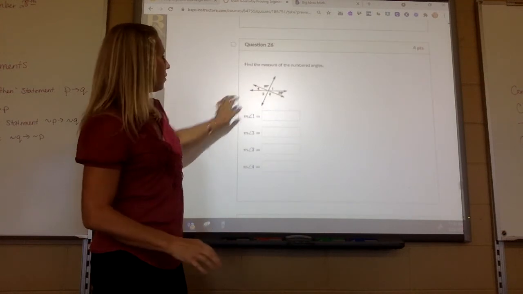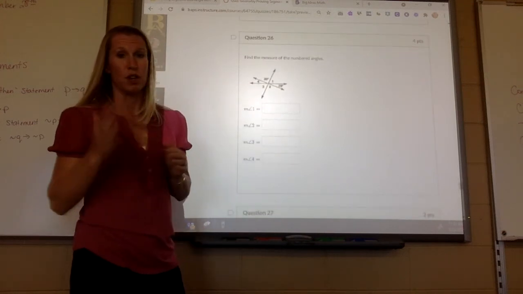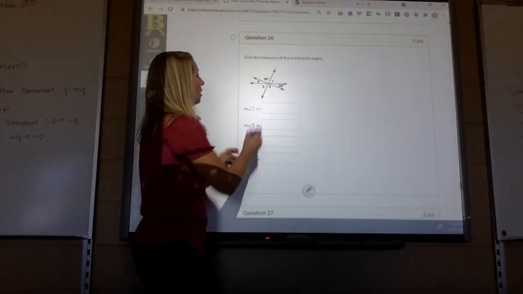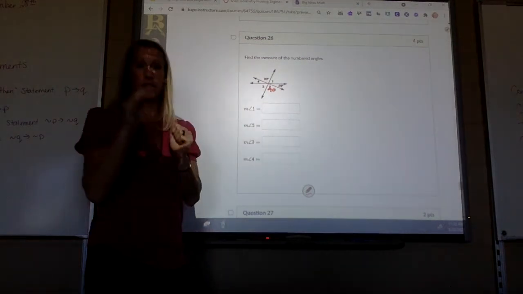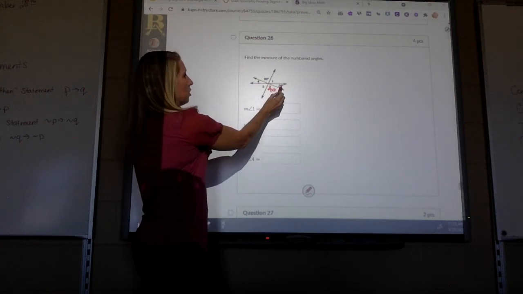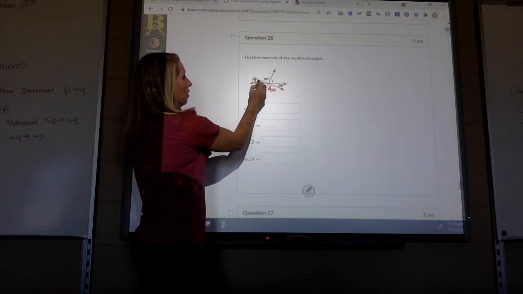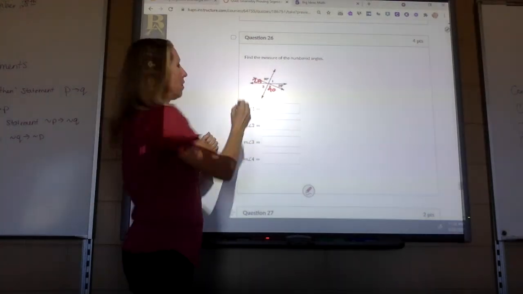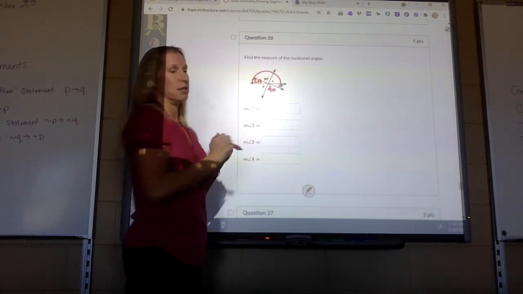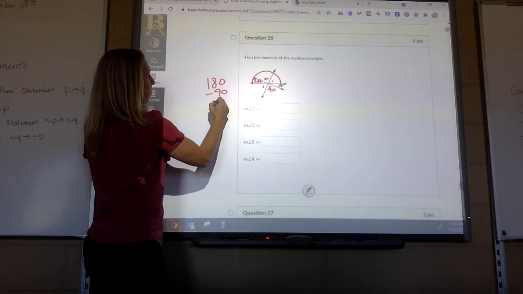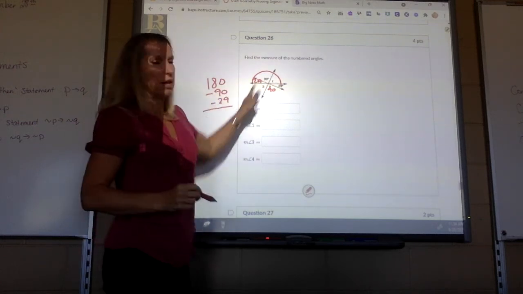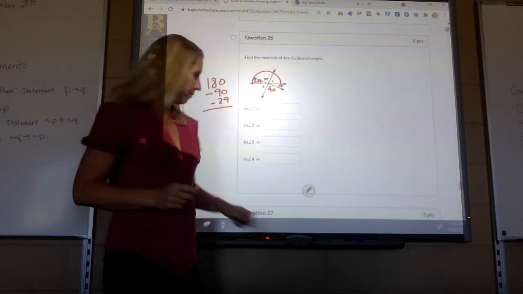What about like this one? So go to 26. Look for your vertical angles first. See how this one's 90? Angle 2 would also be 90 because they're vertical. See how this is 29? Angle 4 would also be 29. And then all three angles add to 180. So 180 minus 90 minus 29 would give you angles 1 and 3.